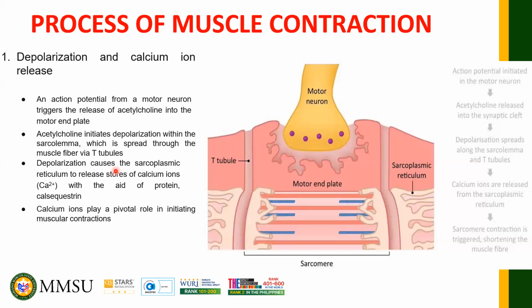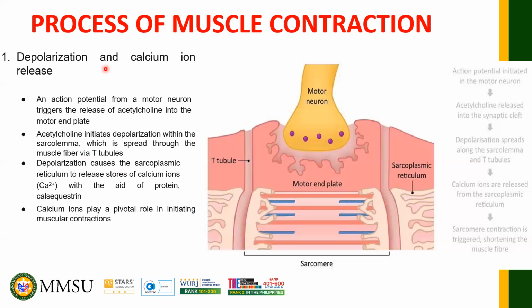So after muscle contraction, yung calsequestrin din na protein, siya din yung tumutulong na mag-resequester yung calcium ions back into the sarcoplasmic reticulum. Kaya parang mapapumped back, as what I've said noon sa previous discussion ko, mapapumped back yung mismong mga calcium ions. And that is because of the aid of the protein calsequestrin. Okay? So meron tayo dito, sabi dito, calcium ions play a pivotal role in initiating muscular contraction. So, mas maintindihan niyo dito.